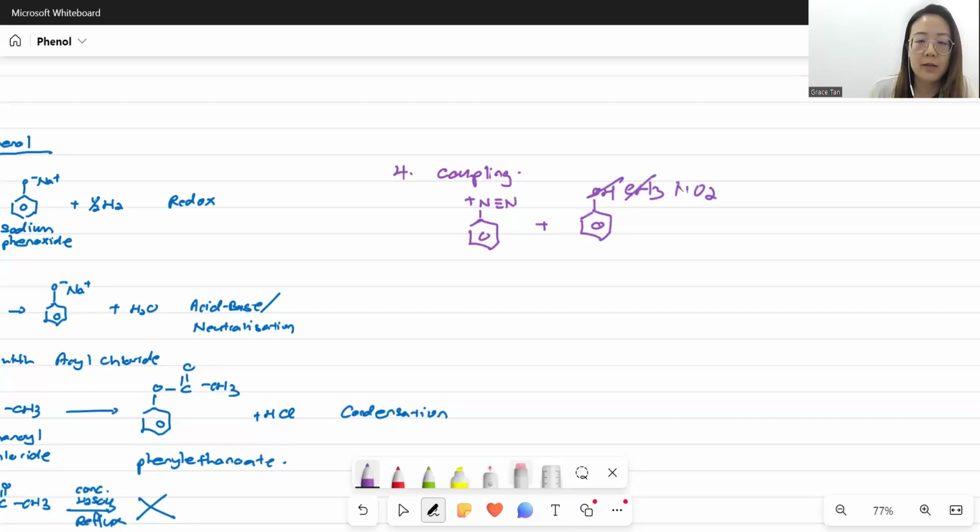All right, so hence I put this as the last reaction. Okay, because it does not necessarily have to be phenol, but most of the time we will use phenol as the classic example to teach what is coupling. All right, so since it's also one of the possible reactions a phenol can do, therefore I will add it up over here. Now, coupling reaction is the coupling between the phenol and the benzene diazonium ion.